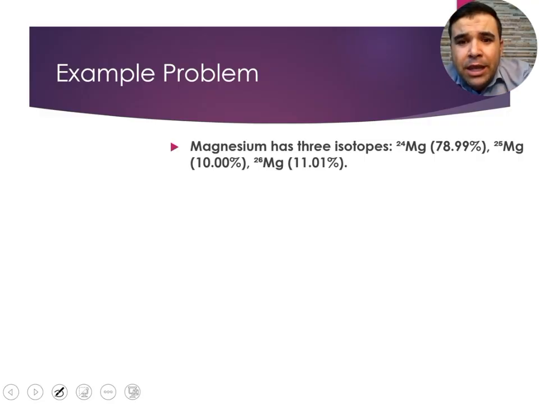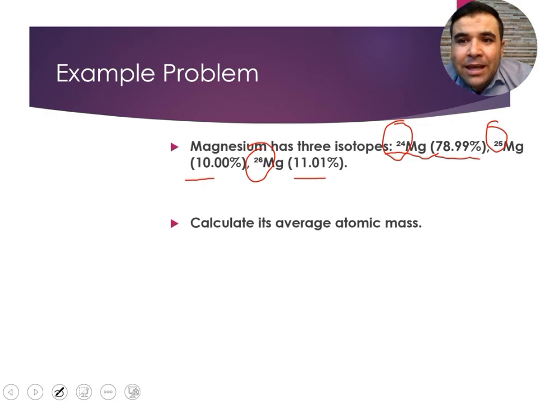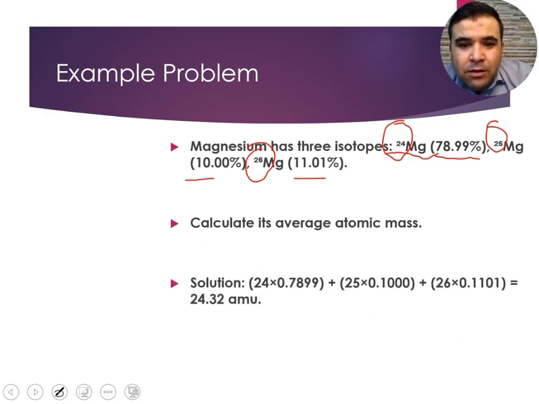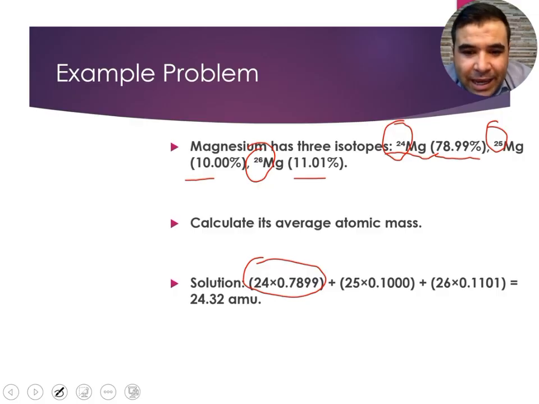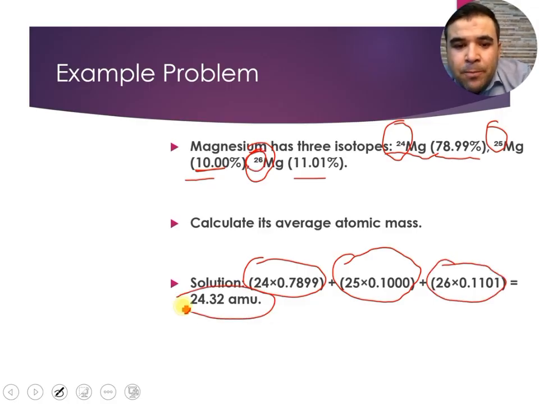Here we have three isotopes of magnesium, Mg24, Mg25, Mg26, with different percentages. As you can see, different percentages for each of them. We should multiply 24 by 0.79. Okay, how to calculate this? 24 multiplied by 0.79, plus 25 multiplied by 0.10, and then 26 multiplied by 0.11. The total we will get is 24.32 AMU. That's the average atomic mass of magnesium.